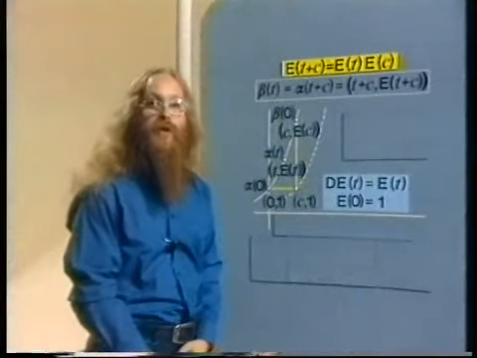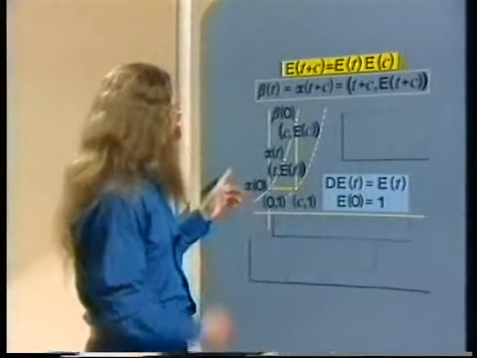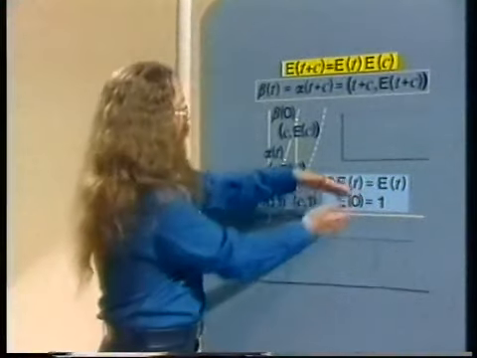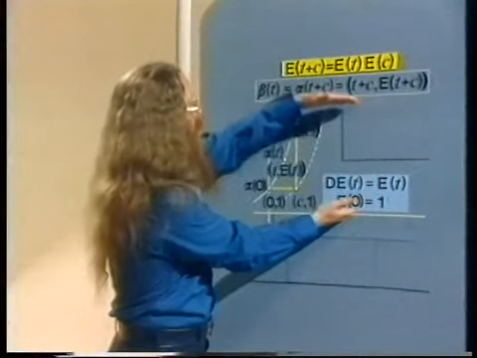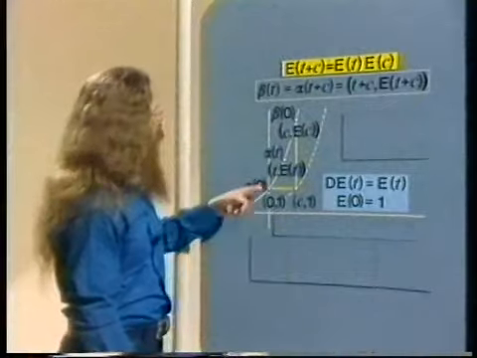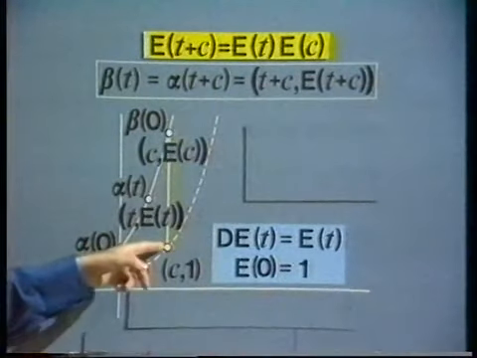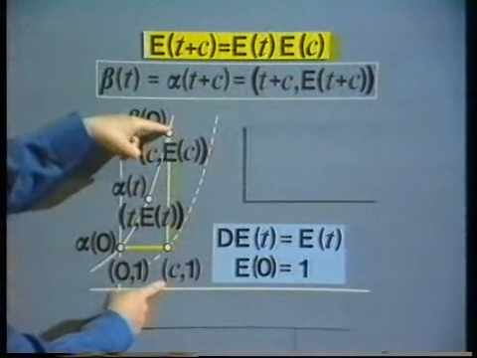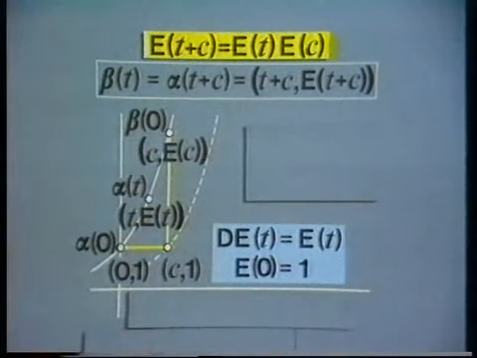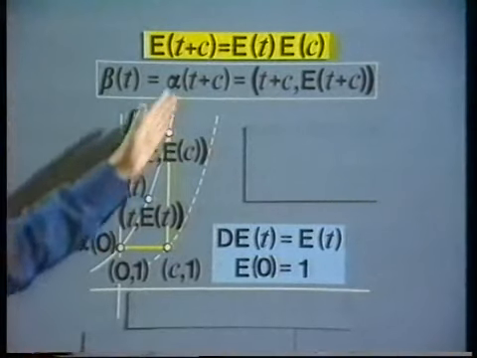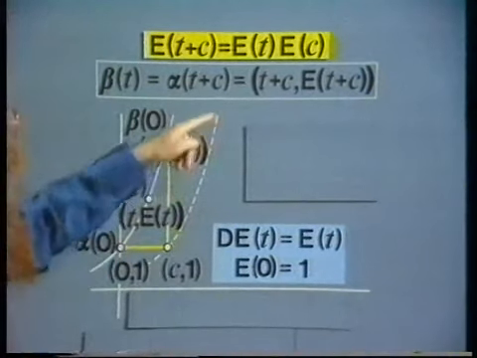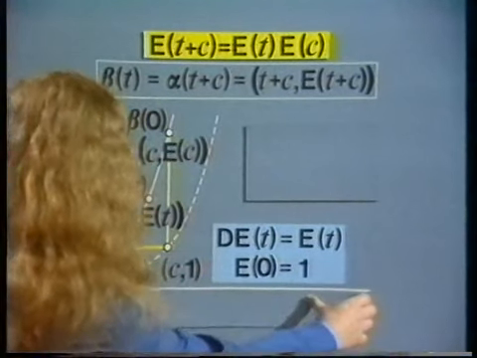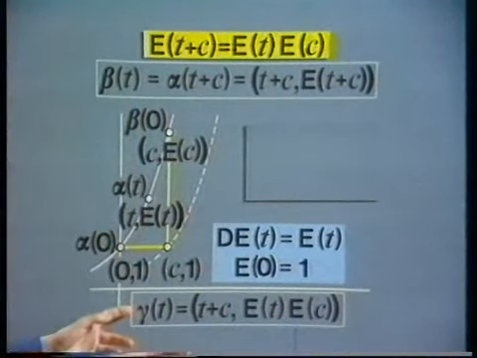And the transformation I use is the composite I used in the last program. First we translate to the right through a distance c, and then we stretch in the y direction by a factor E of c. So the point 0, 1 first translates to c, 1, and then when we stretch in the y direction, we get to here, c, E of c. And when we apply this transformation to the path of alpha, first of all we get this dotted curve, and then when we stretch in the y direction, what we get is the path of this function.